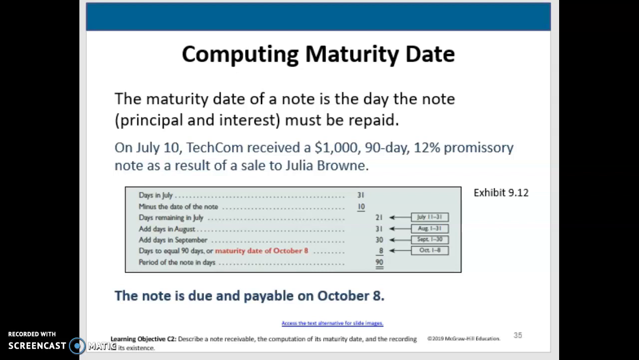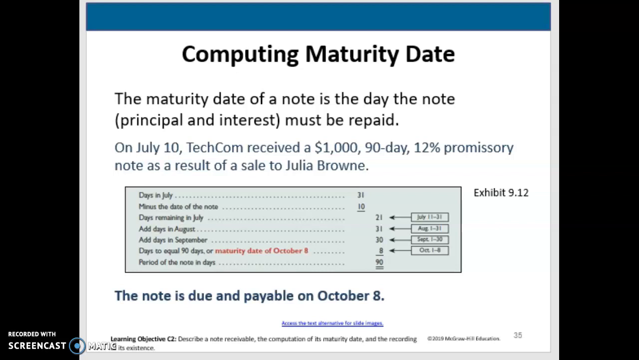So what we have to look at here, this one it's saying that July 10th we received a $1,000 90-day 12% promissory note. So you have to look at how many days are in July. Well, there's 31. We didn't sign the note until the 10th, so we have to take those 10 days out. So it's 21 days in July that we're going to have to count in the note. That doesn't get us to 90. So we have to go to the next month, August. How many days are in August? Well, we have 31. So we're going to add all of 31 to that 21. That's going to give us 52.